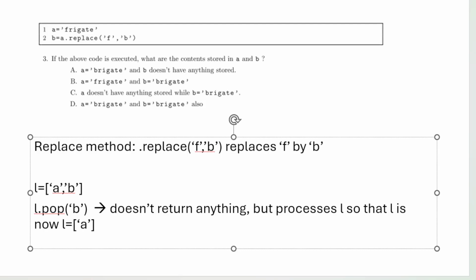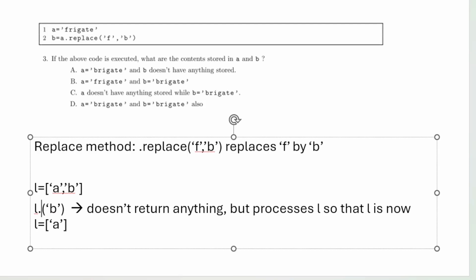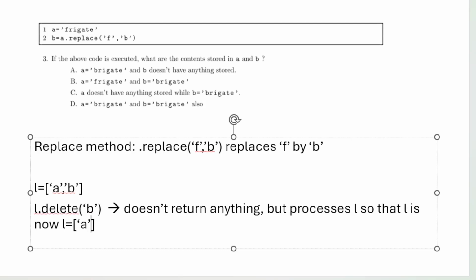Oh, no, no. This is not a good example. Delete. It's better. Okay. So you can see that this delete method for lists just processes the list and it doesn't give you anything back. But for strings, any method you apply doesn't change A itself. A still stays as frigate, but B would now be assigned the one that's changed, which is brigade. Okay? It would be B.